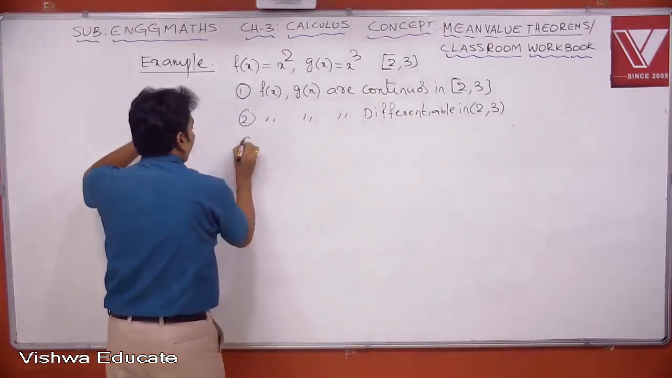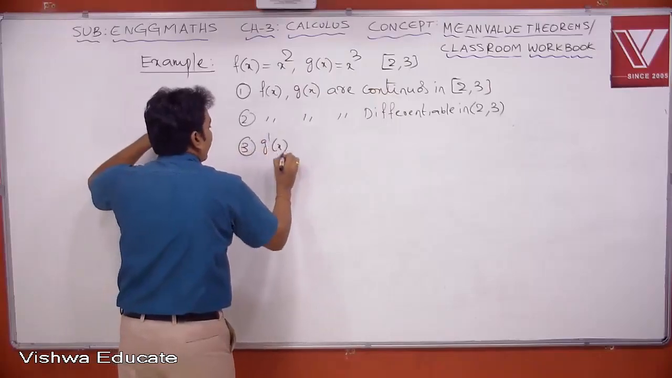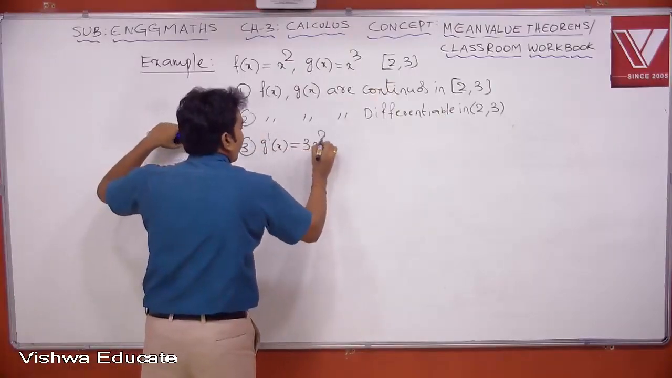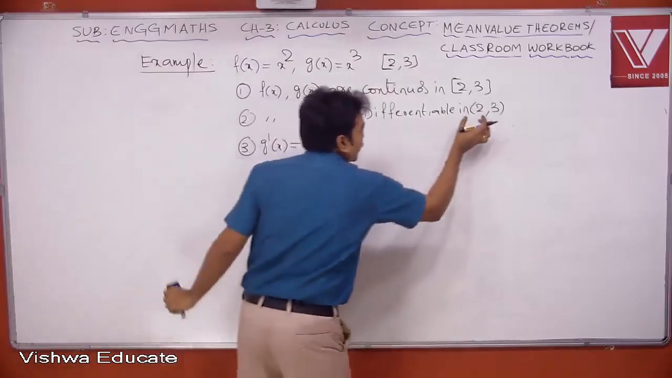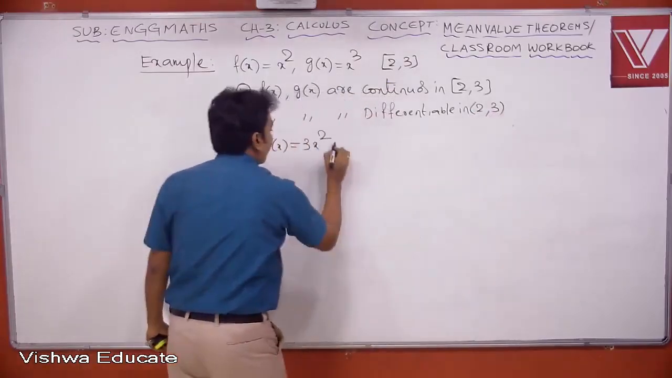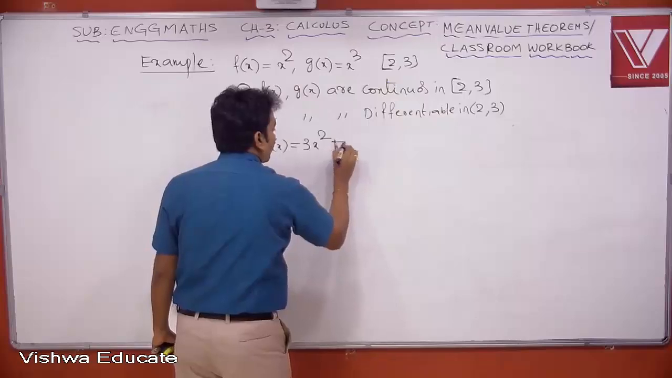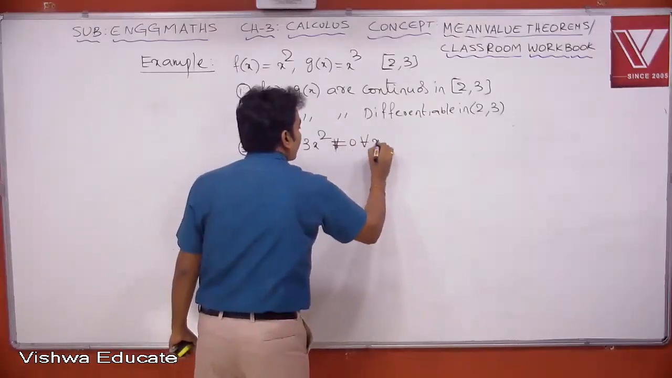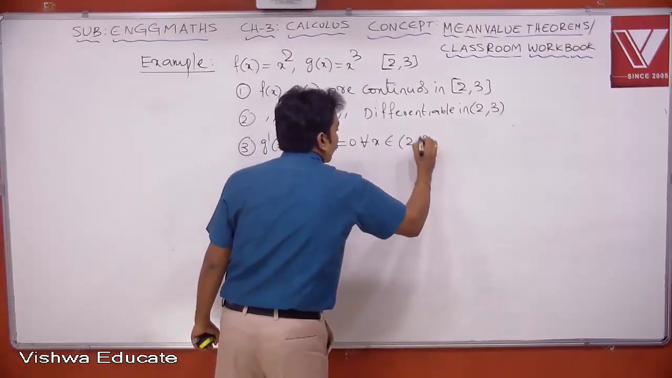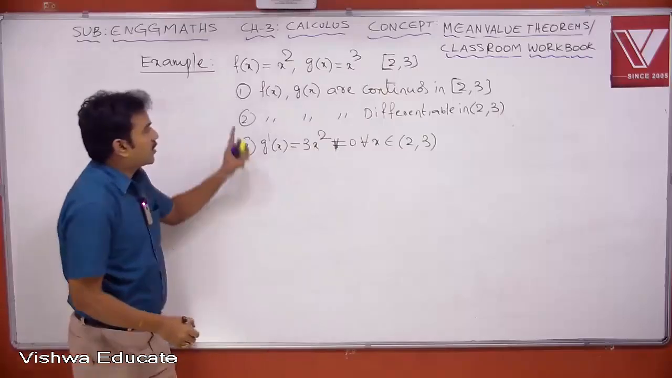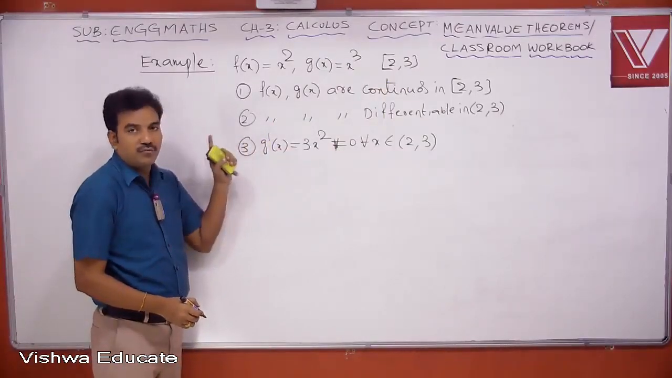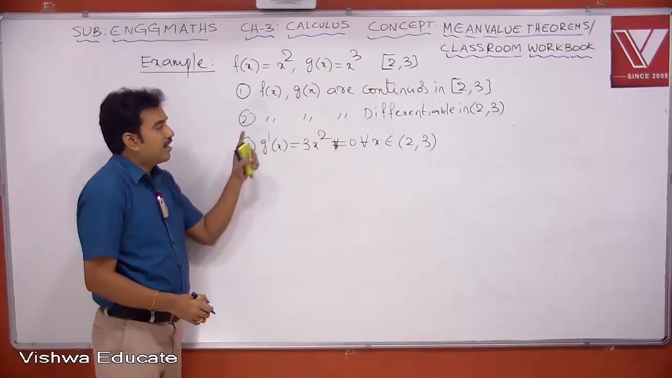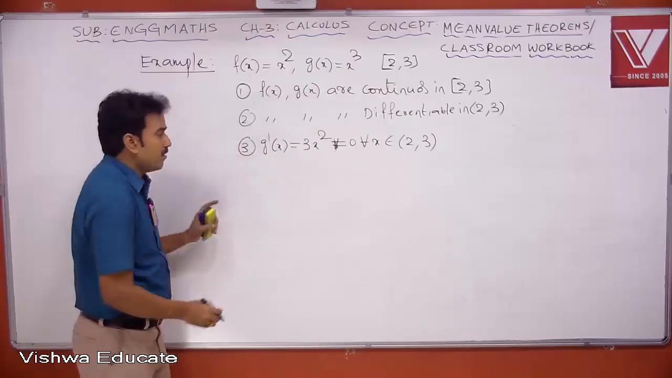Now let us verify the third condition. What is g dash of x? This is 3x square. This becomes 0 only when x is 0, but 0 is not a member of this interval. Therefore, this is a non-zero expression for all x belonging to open interval 2 comma 3. Therefore, these two functions fulfil the requirements of Cauchy's mean value theorem.